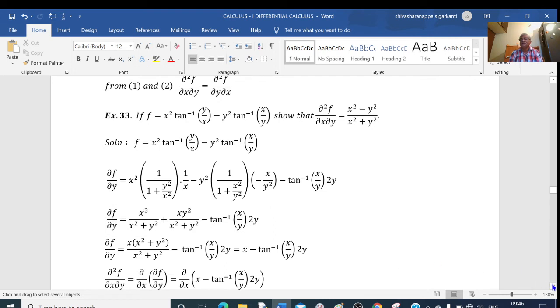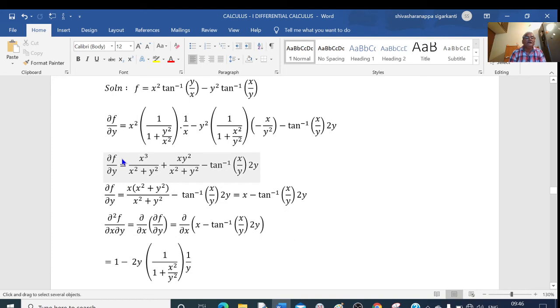So that is, again here in these two terms, if I take x square plus y square LCM, then here I am getting x cube plus x y square. And if I take x common factor here, I will get x into x square plus y square. Okay, minus tan inverse of x by y into 2y. X square plus y square, x square plus y square gets cancelled. Only x remains in the first term, that is x minus tan inverse of x by y into 2y.